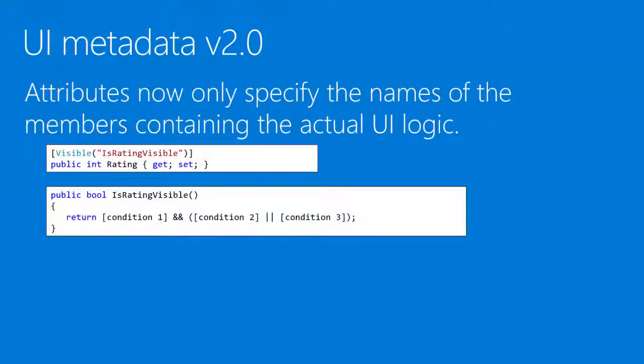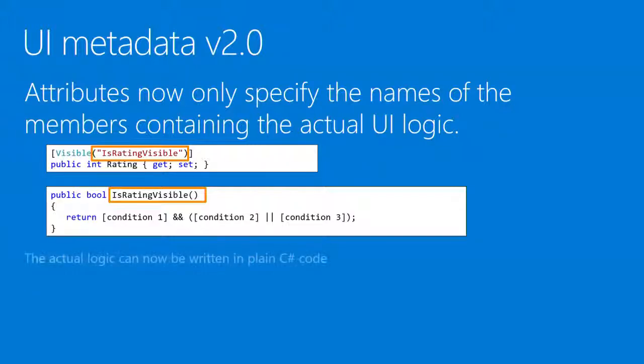Okay, let's try to improve it, right? Let's not give up yet. So now we refactor this. Instead of expressing the conditional logic inside the attribute, we put it out and put it into an actual C# method and just have the attribute referencing the method name.